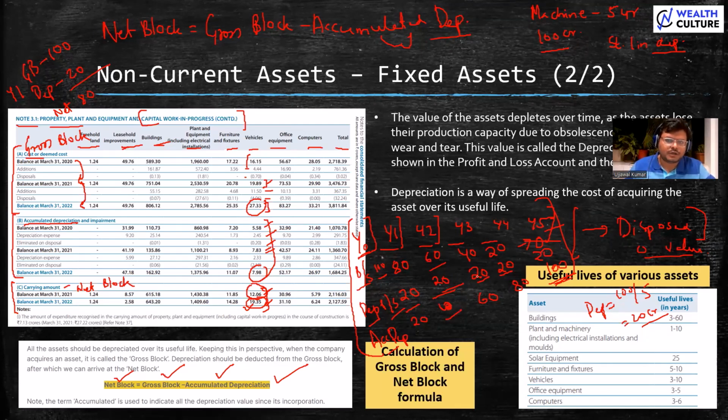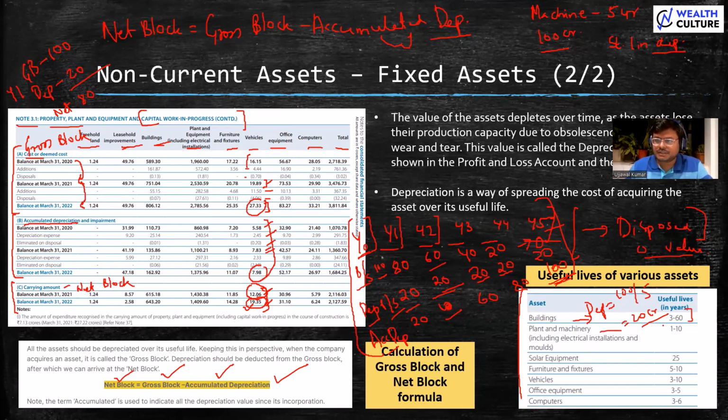Now, one thing I want to point out, and you can look up any balance sheet for that matter. Any balance sheet will tell you what is the life that they are using to calculate the depreciation. This you will find in any annual report. Go to the depreciation section. You will see that the building is depreciated over a period of 60 years.